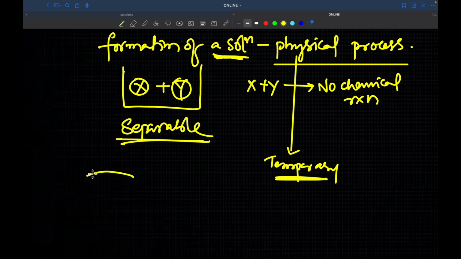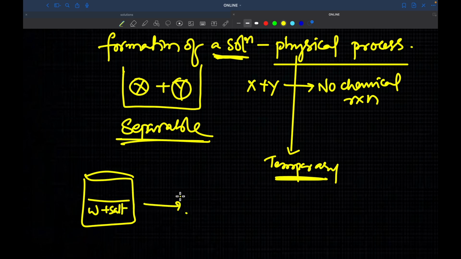How can we separate it? For example, I have salt and water. Can I separate it? How can I separate this? Can anybody suggest a process by which we can separate salt and water? By heating. Yes, by heating, evaporating. So what will happen by heating? Only the water will evaporate and at the end you will end up with the salt. Salt is non-volatile, it will remain as it is. So this is completely a physical process, a physical phenomenon.